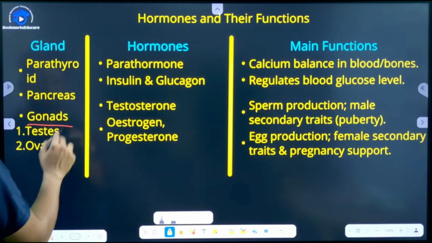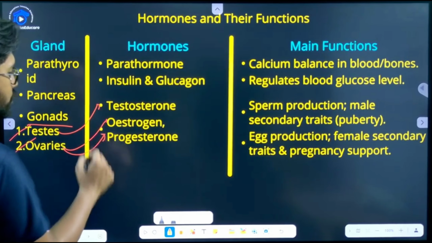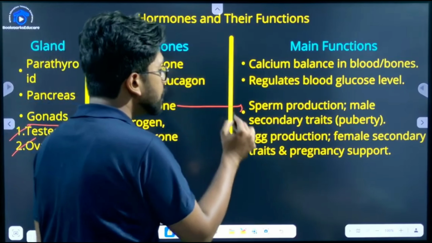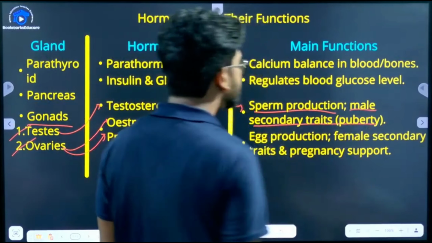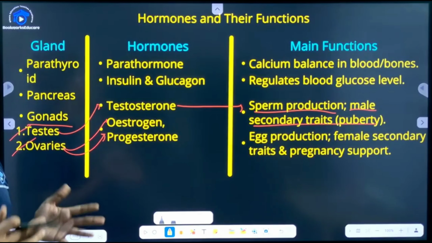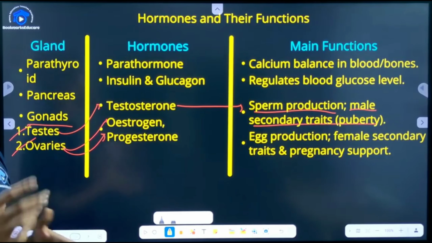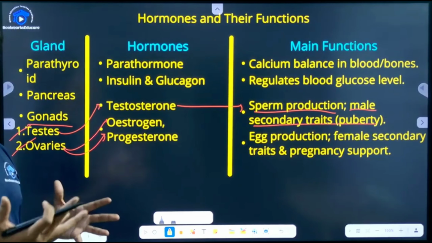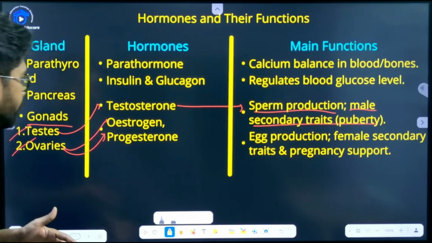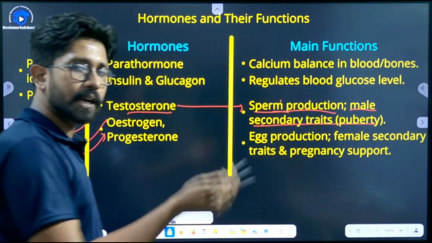Then there are gonads. There are two gonads, testis and ovary. Testis produces testosterone, whereas ovary produces estrogen and progesterone. Okay. Testosterone helps in sperm production and male secondary traits. Male secondary traits means puberty. There are both male and female secondary sexual characteristics which grow into the animal or the human being throughout puberty. Okay. So testosterone is sperm production, it takes care of the sperm also.